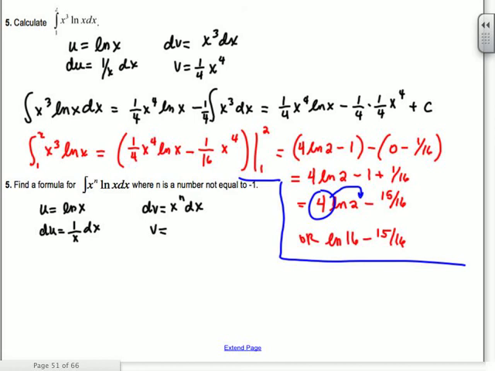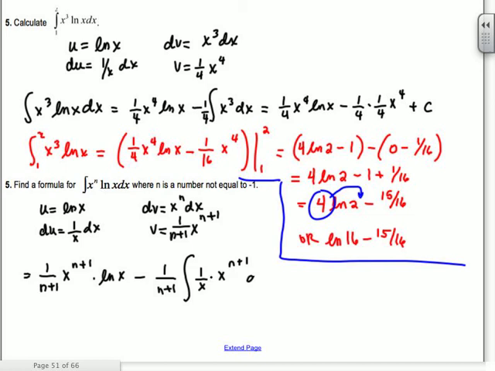How do I integrate x to the n? 1 over n plus 1 x to the n plus 1, right? You add 1 to the power and then do 1 over that new power. So you'd have 1 over n plus 1 x to the n plus 1 times natural log of x minus the 1 over n plus 1, which is just a number, so pull it on the outside of your integration sign. So you have 1 over x times x to the n plus 1 dx.